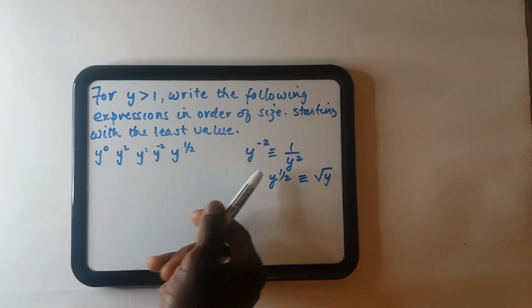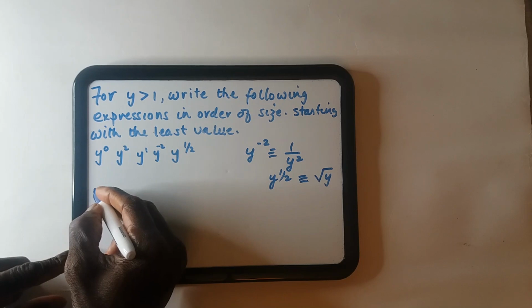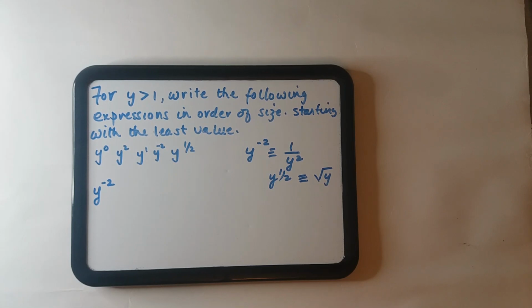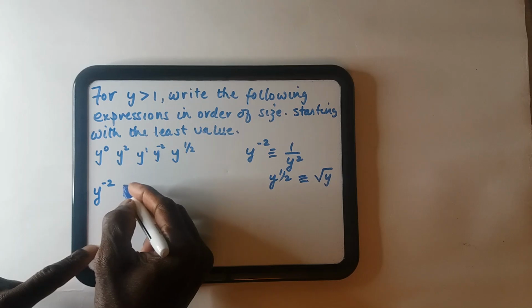Well, the least value would be this reciprocal. So if we have any value of y, and we find the reciprocal of the square, we should have y to the minus 2. So we'll start with y to the minus 2. Next, we have y to the 0, which is 1. So regardless of what value you choose for y, which is greater than 1, it will always be equal to 1. So this is a fraction, and then we have 1, y to the 0.